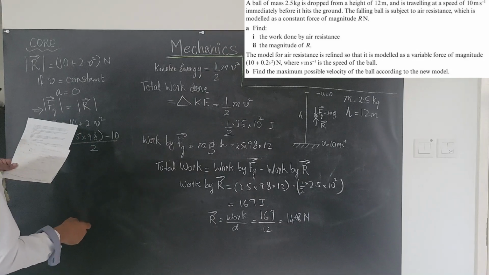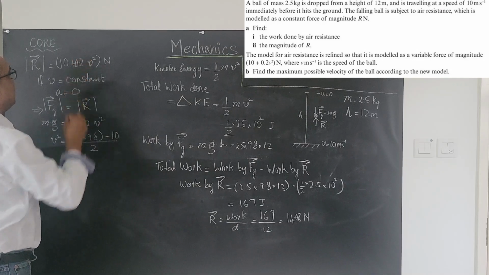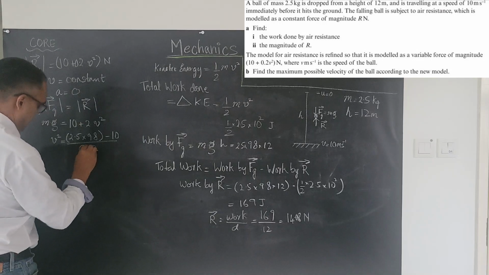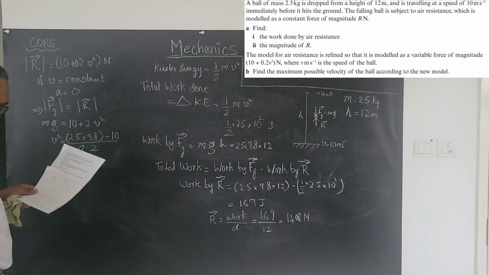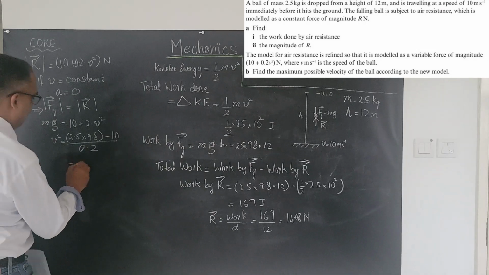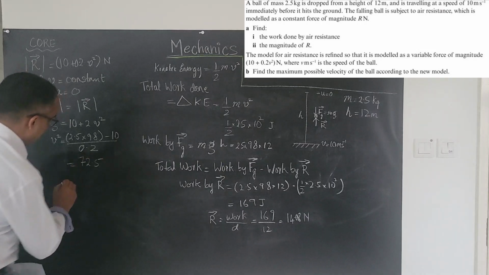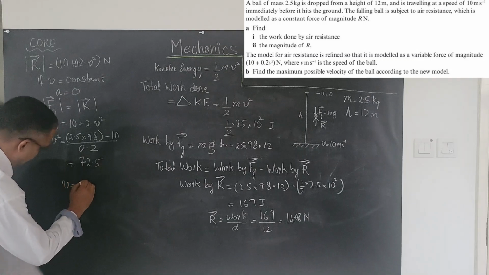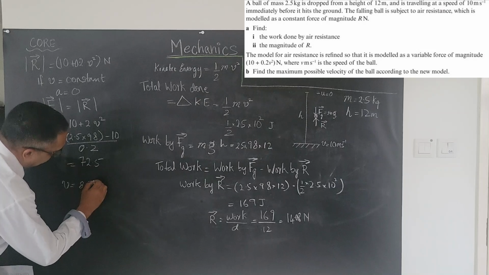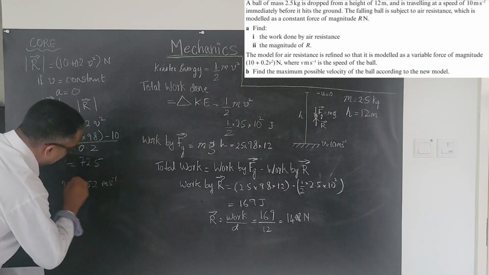Oh no, it's modeled as 0.2. Look at that. I didn't capture that. Looks like I need new glasses, which would be 0.2. Yeah? Velocity square would be equal to 72.5, and therefore V is equal to 8.52 meters per second.